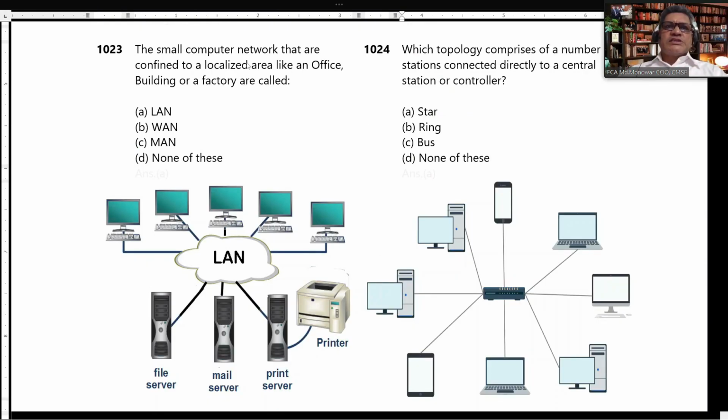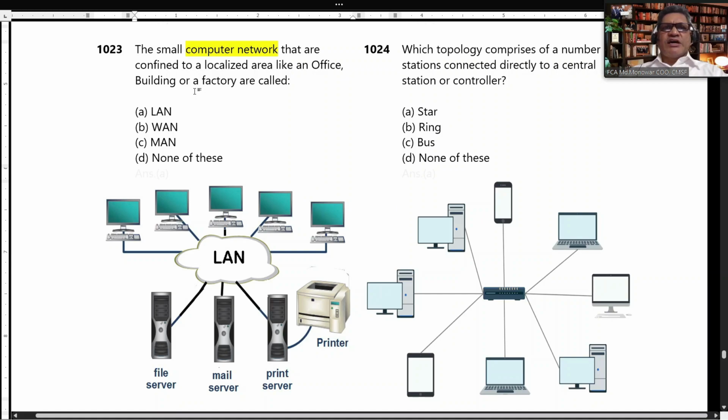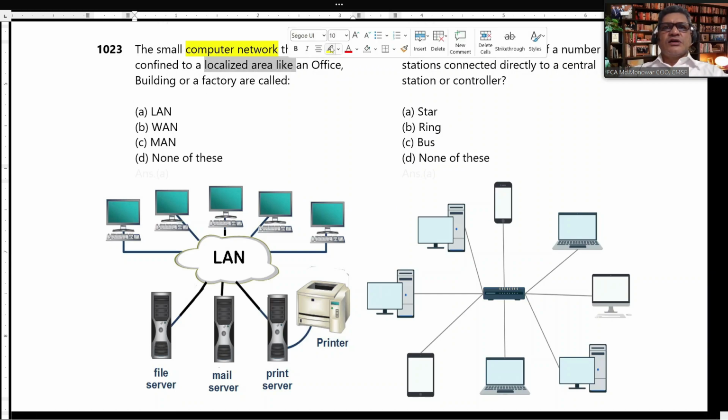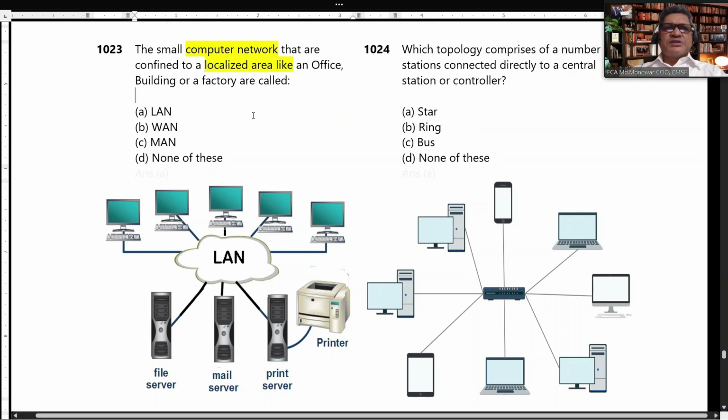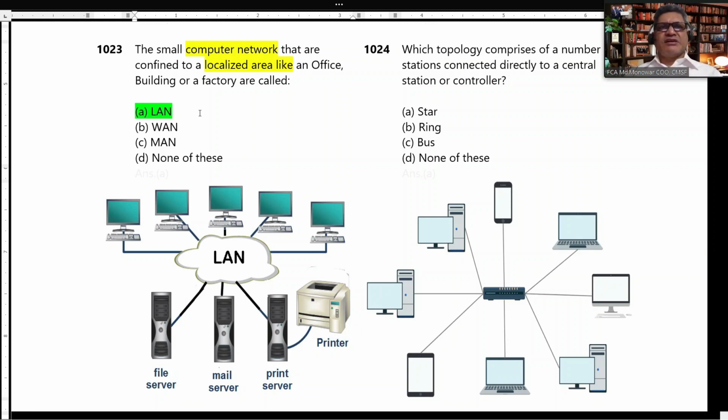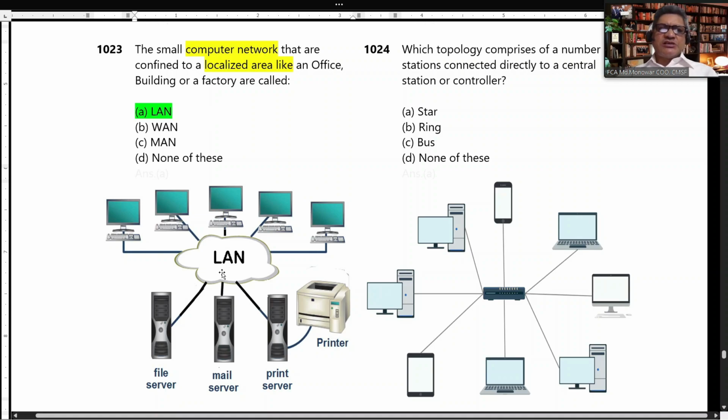Answer A. The small computer networks that are confined to a localized area. So here the main basis is a localized area. An office, building or a factory are called LAN, local area network. Here is a picture of a local area network with all devices connected locally.